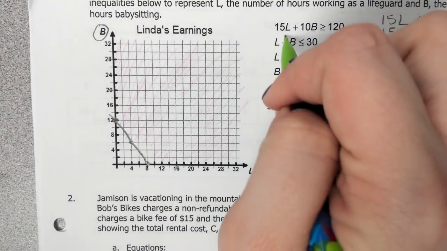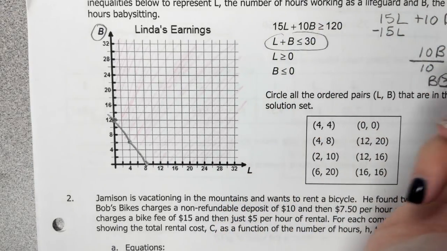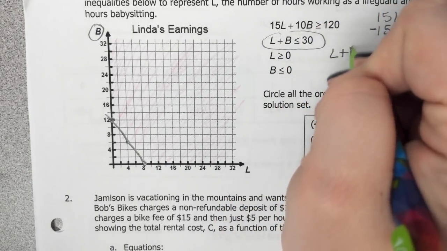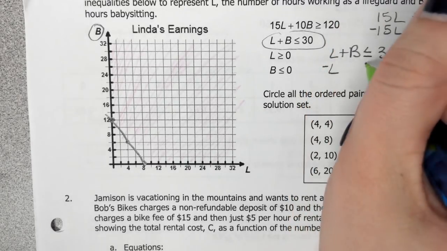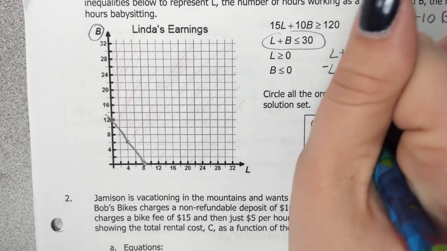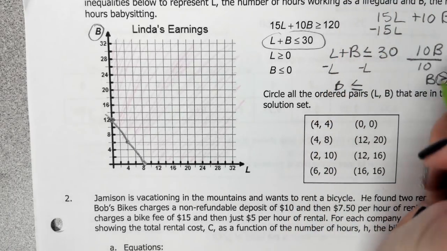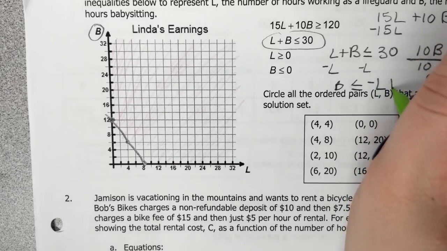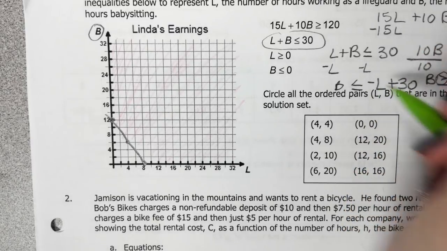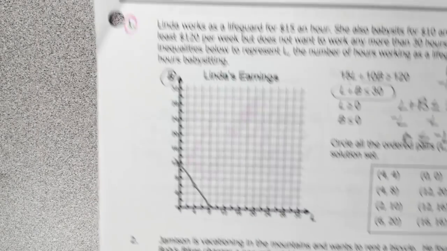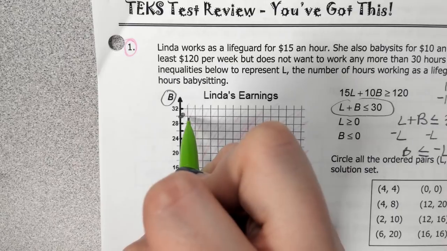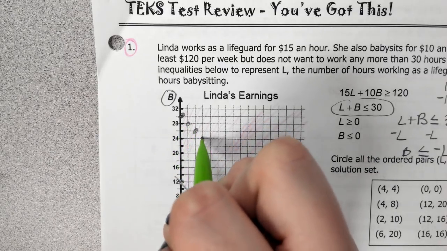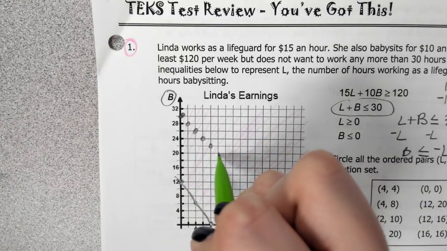Then, next one, this one right here, I'm going to solve for B again. So I have L plus B less than or equal to 30. So subtract L, subtract L. So I have B is less than or equal to negative L plus 30, which is like saying negative 1 over 1. So I'm going to come over here, I'm going to plot my point at 30, which goes right here. And then I'm going to just go down 1 over 1, which in this case, you're not having the 2, but it still is going the same way. Same with that 3 over 2.